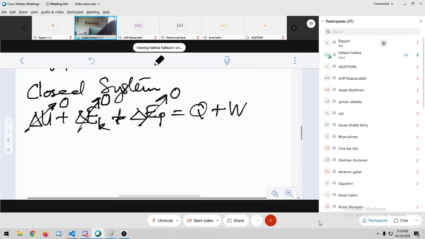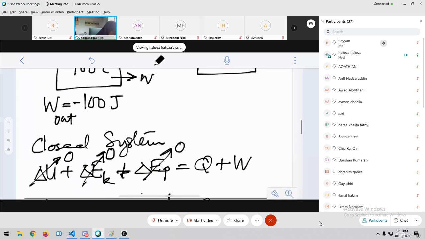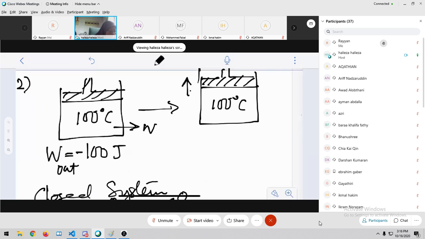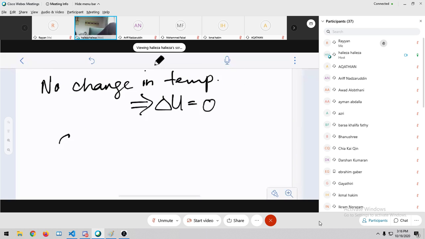Remember I said when there's no change in temperature, that means delta U is equal to zero. Your temperature is still the same, 100. Both of them are at 100 degrees C. So delta U is equal to zero. So now, not Q, Q, there is heat. Why? Because when the piston moves, there has to be heat. So now you end up with this equation, Q plus W equals zero.